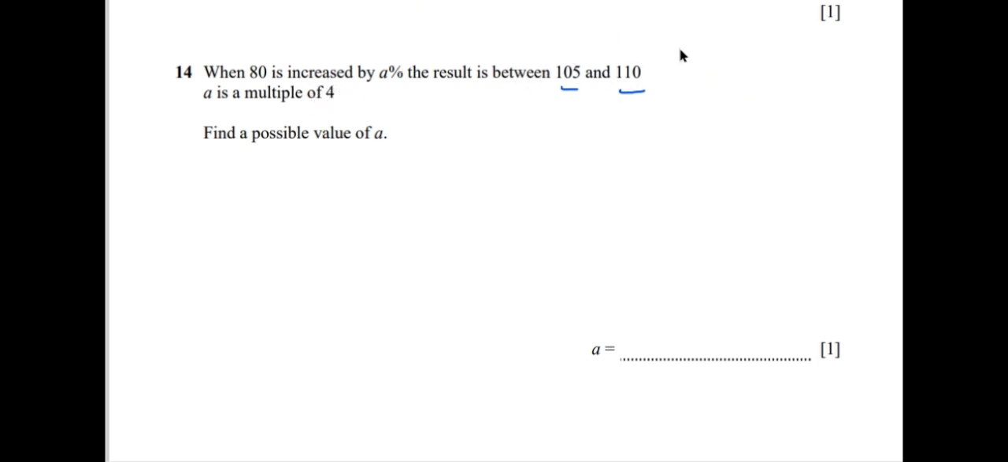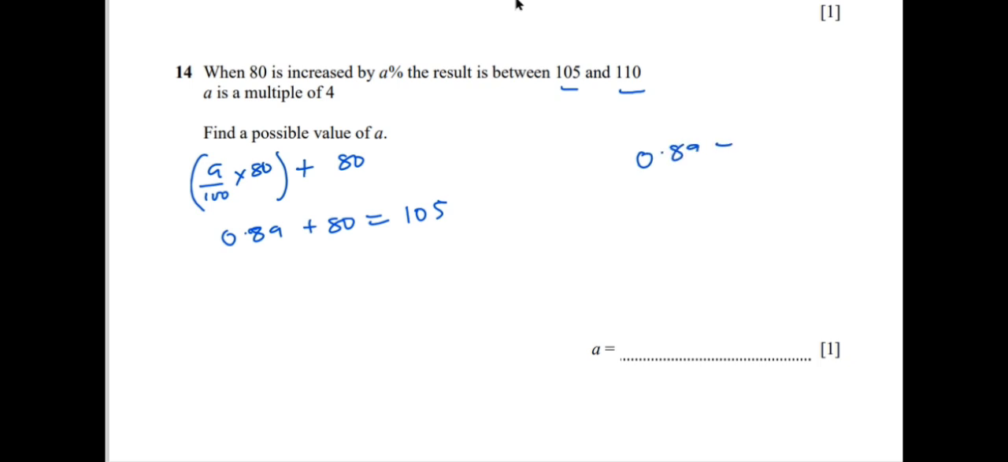So let's do that. They say A is increased by 8%. So 8% of A will give us 8 over 100 times A. This is the percentage. Then when you increase it, you're going to have 0.08a plus a. So it can either be 105 or 110. Okay, so we're going to find A on both sides. Then we look for the value of A which is going to be a multiple of 4.